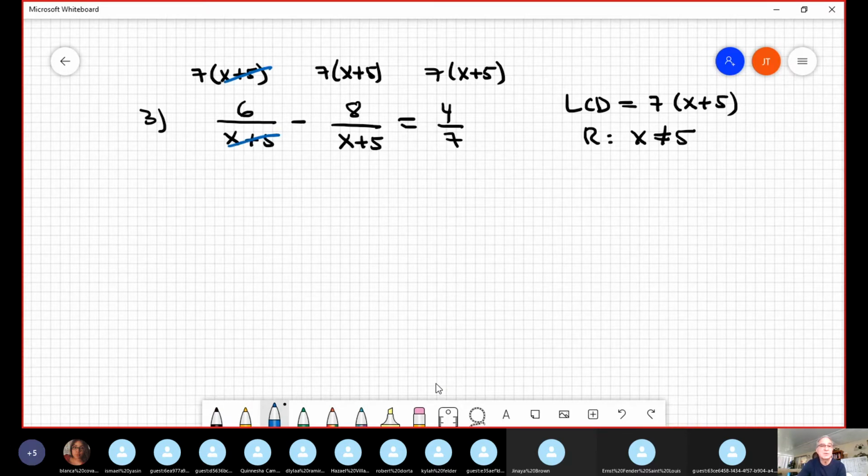Okay, look, in this case, x plus 5 cancels. And multiplication 7 times 6 is 42. Minus, this minus is this. Here cancels out again, and multiplication is 56. In this case, the 7 cancels, and 4 times x plus 5 stays alive. Okay, now you're subtracting 56 and 42, and 14, negative 14.